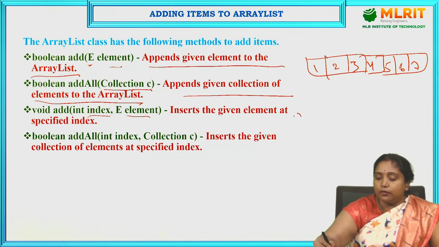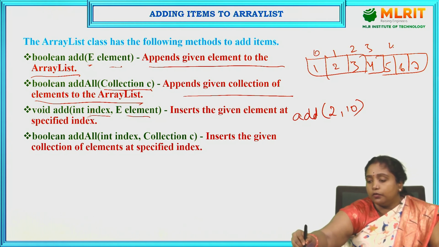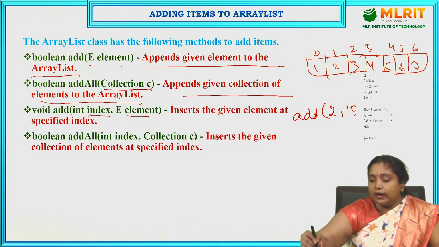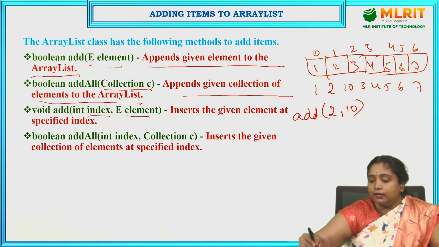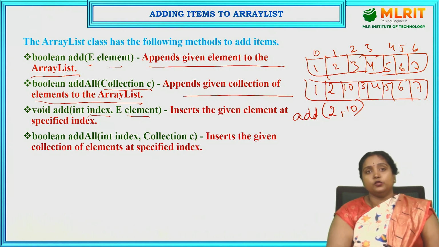The same way, with the index as well as the element, if I call add(2, 10), then at the index value 2 (0, 1, 2, 3, 4, 5, 6), it will add this value. So this would change to 3, 4, 5, 6, 7 like this. At the index of 2, it will add whatever value you have given.